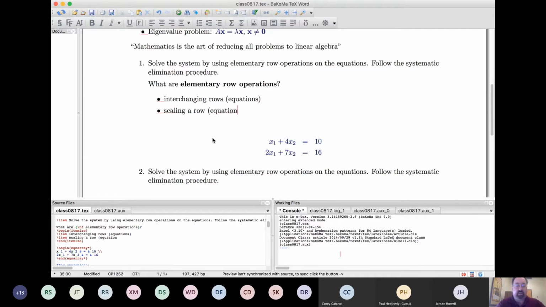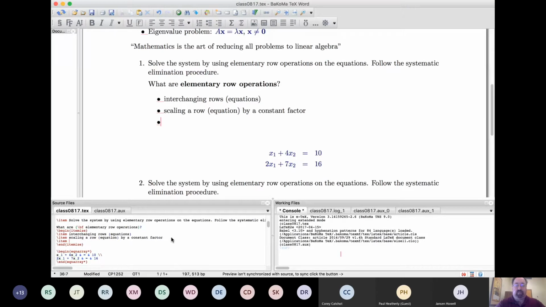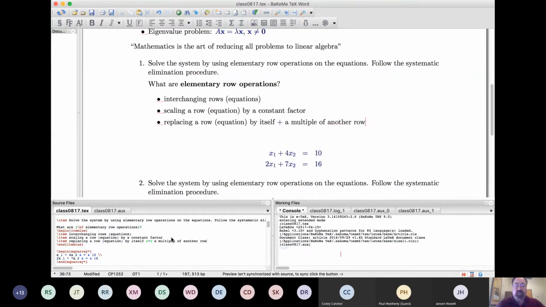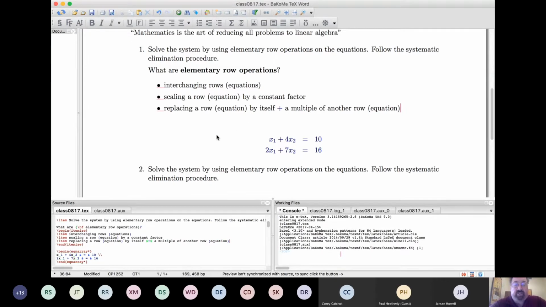The second is scaling a row by a constant factor. For example, I could take this entire row, both sides of the equation, and multiply it by 2. So I'd have 2x1 plus 8x2 is equal to 20. And then the operation that's most useful: replacing a row or equation by itself plus a multiple of another. Those are manipulations I could perform.